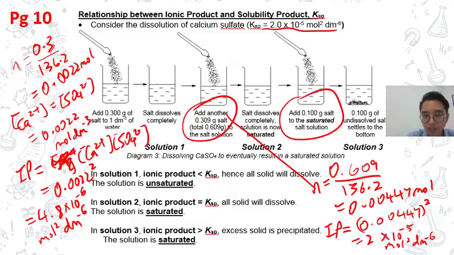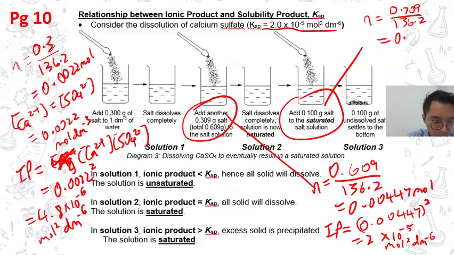Now if I add in a further 0.1 gram of salt, how much have I added in total? I've added in 0.609 plus another 0.1 gram, so it's 0.709 over 136.2. They give you a value of 0.0052 moles. So let's calculate the ionic product at this point.